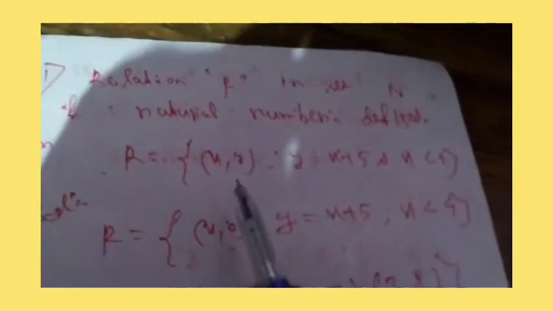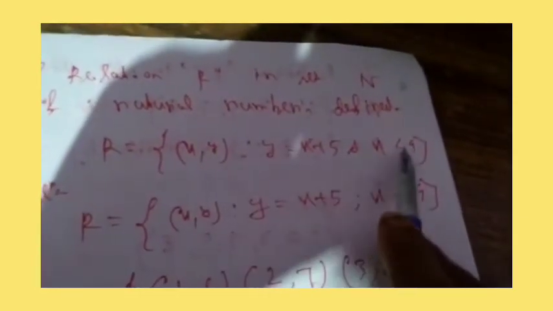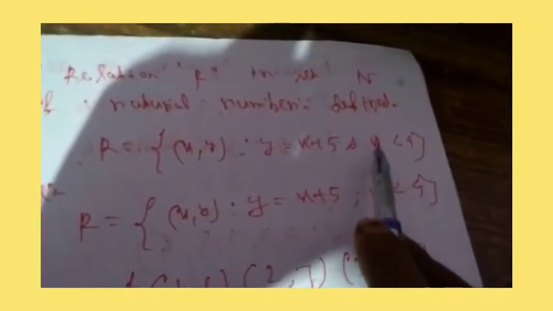Another one given here: relation R in the set N, which denotes natural numbers, is defined as R equal to (x, y) such that y equals x plus 5, and the condition given is that x is less than 4. So from here we can find the ordered pairs. We can take the x value up to 3 because x is less than 4. If we take 1, then 1 plus 5, y is 6; for 2, y is 7; for 3, y is 8.